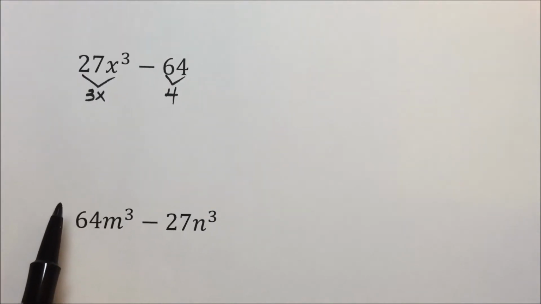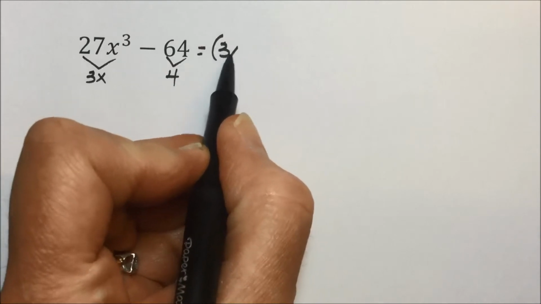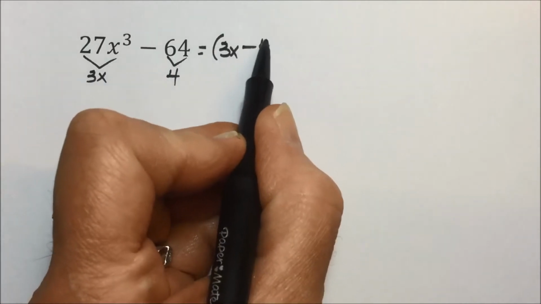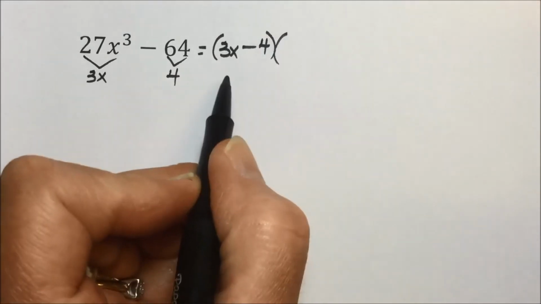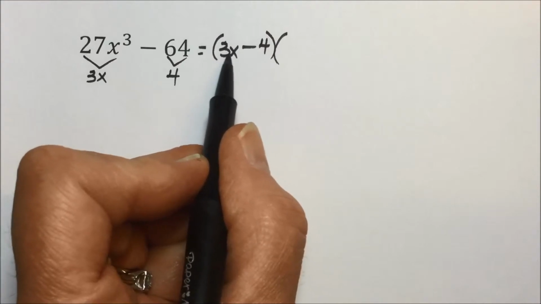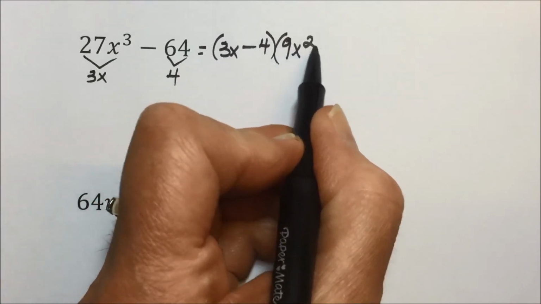It factors into the following form: the cube root of the first term, the same sign that's between the two terms originally, and the cube root of the second term. For the trinomial, it is the square of the first term. 3x times 3x is 9x squared.